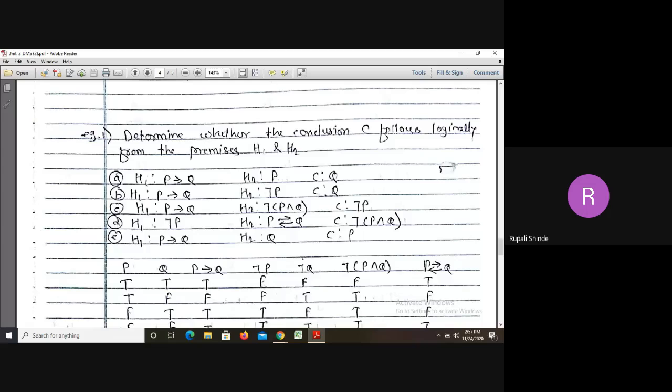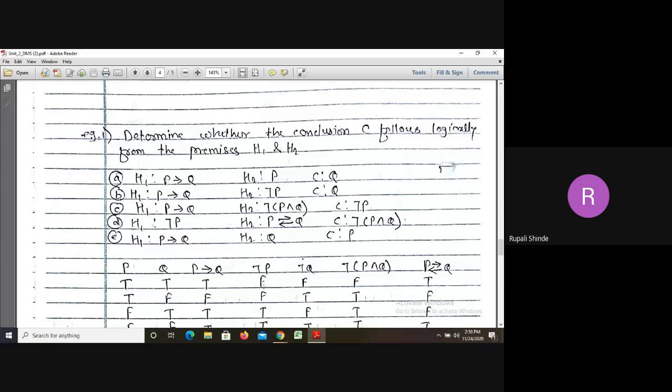Just wait, I am posting that answer. So here your last column contains the values PTFT. In short, this is not a tautology. That's why C is not a valid conclusion for premises H1 and H2.